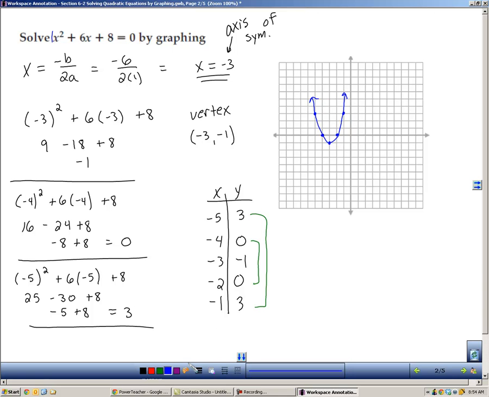And now I've got to go back, and the directions asked us to solve. Well, solving the parabola is finding where it touches the x-axis. I see that the parabola touches the x-axis here at the point (-2, 0), and here at the point (-4, 0). So we would say that the two solutions are -4 and -2.